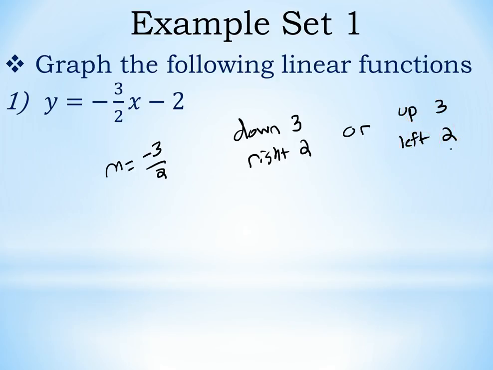Either way, you need to have a negative slope, meaning as the graph is going towards the right direction, it is going down. That's what a negative slope implies. Positive, as you're going to the right, you're going up. And our b value is negative 2. So that's where we're going to start.